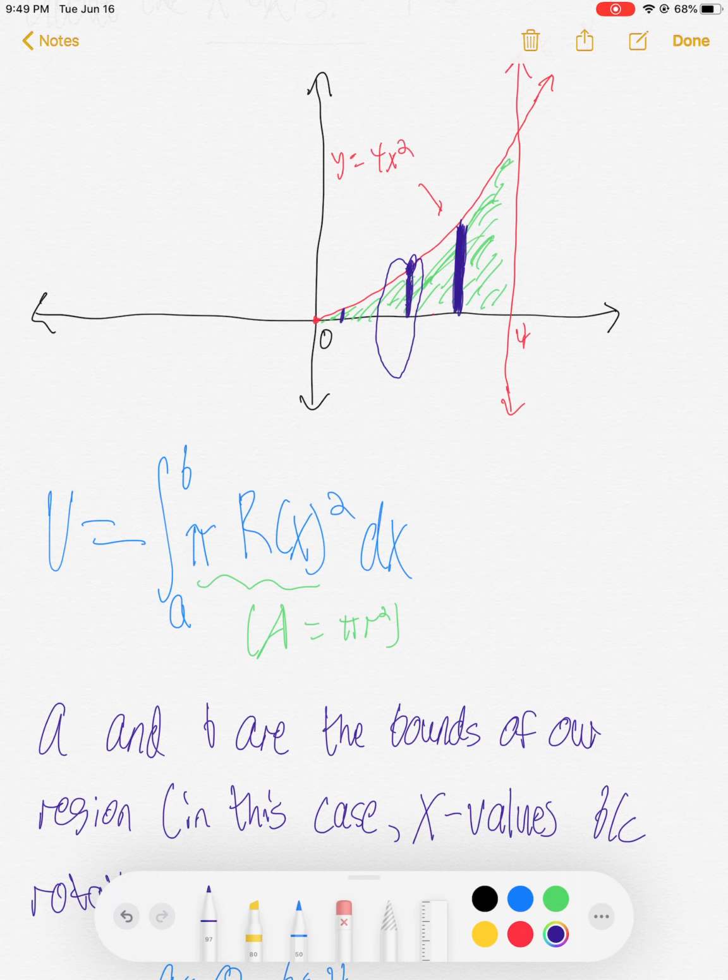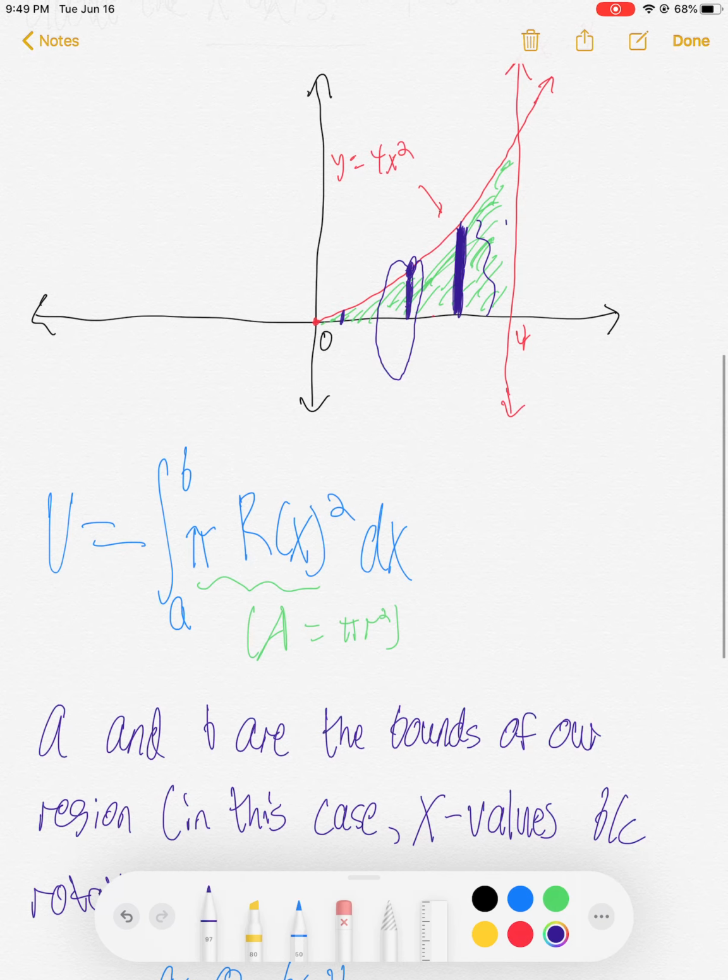So in this case, for a given x value, the height R of x is given by the height of this segment here. And for each x, that is just given by 4x squared, which is the name of our function, right? y equals 4x squared. So the height, this value here, is 4x squared, it turns out.